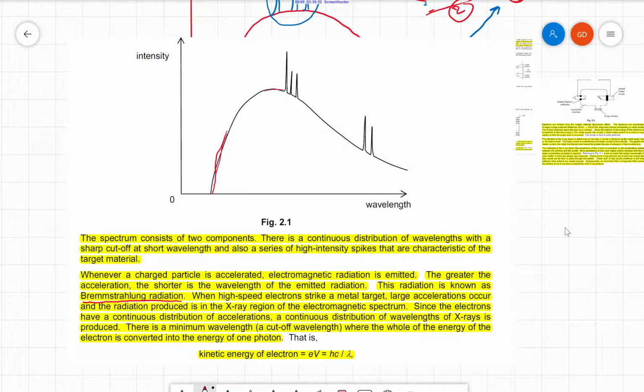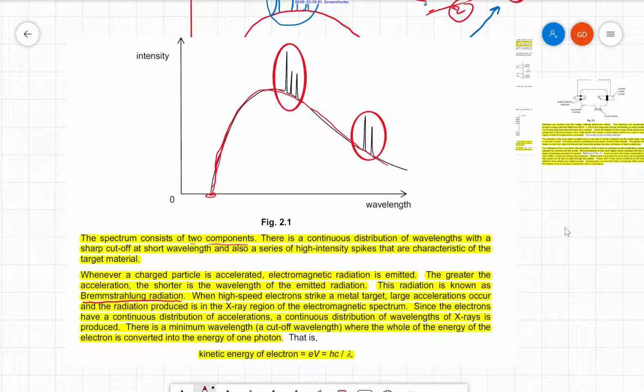Yes, the spectrum consists of two components. There is a continuous distribution of wavelength, which is this one, with a sharp cutoff wavelength, and also a series of high intensity spikes, as we see. And these spikes, as I told you, are characteristic of the metal that is used as a target, which is in our case tungsten.